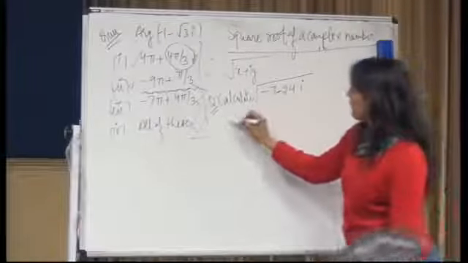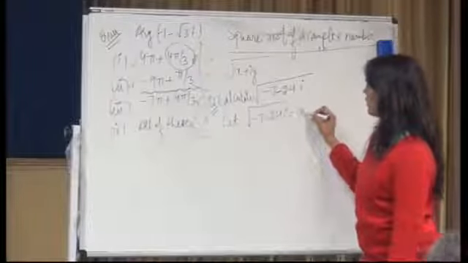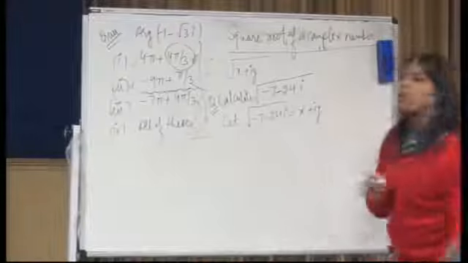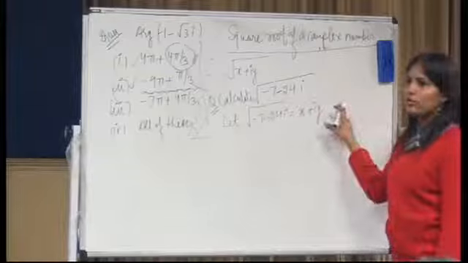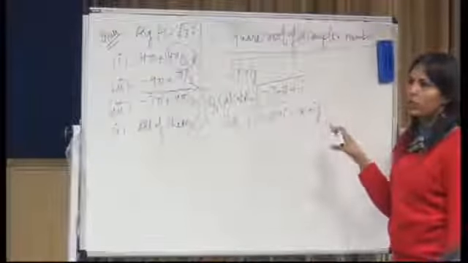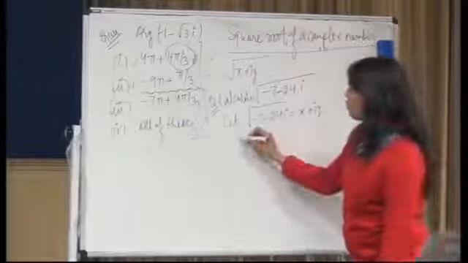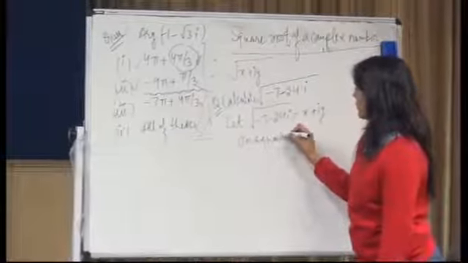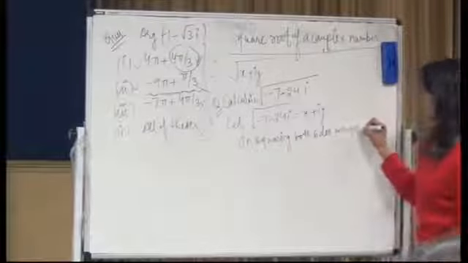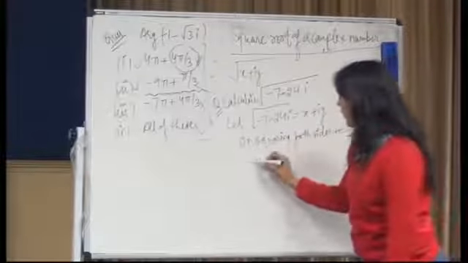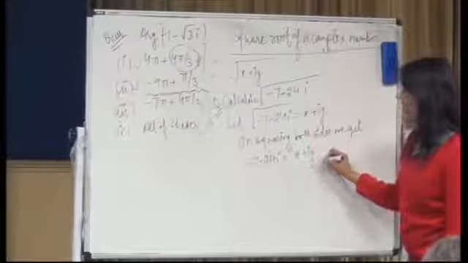So let the square root of minus 7 minus 24 iota be equal to x plus iota y. It will be a complex number only, no? If we take the square root, or if we square, it will be a complex number, whether purely real or purely imaginary, we don't know right now. So what should the next step be? Squaring. So on squaring both sides, we get minus 7 minus 24 iota equals x plus iota y whole square, open.